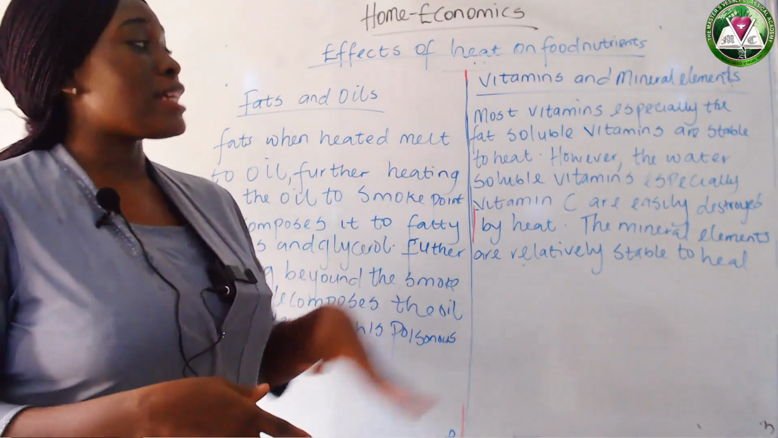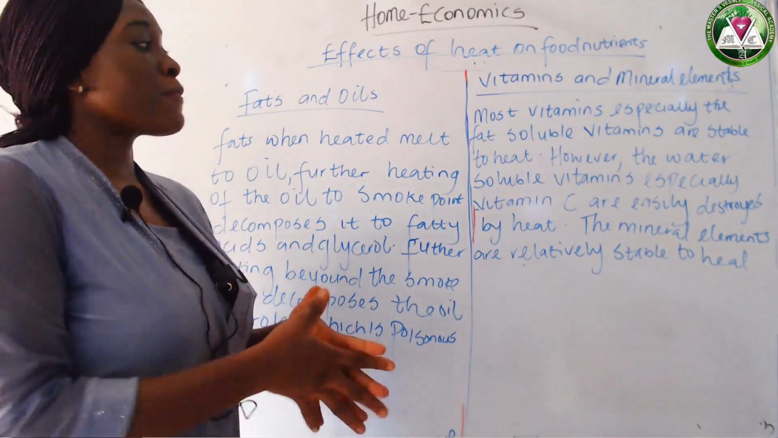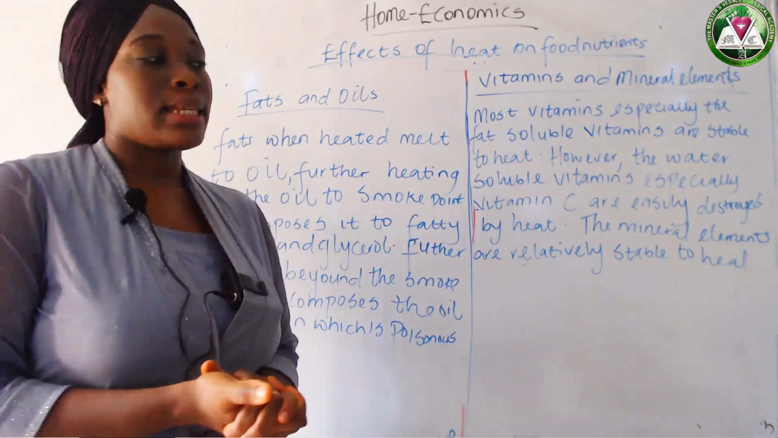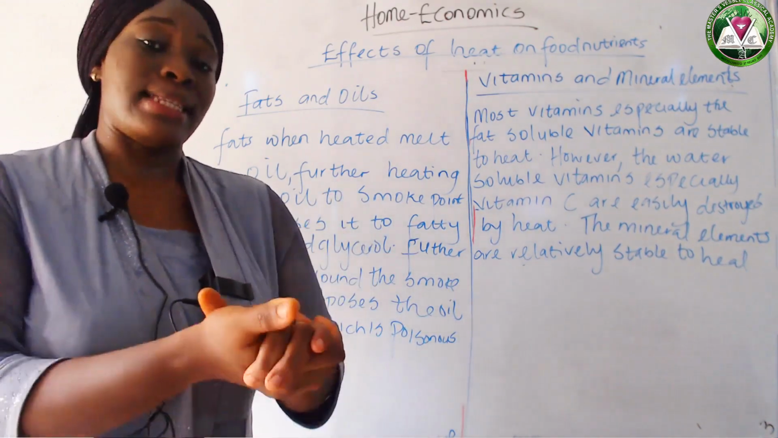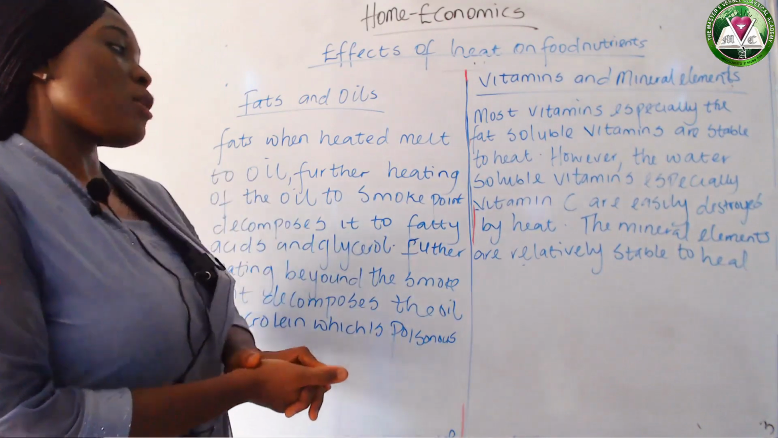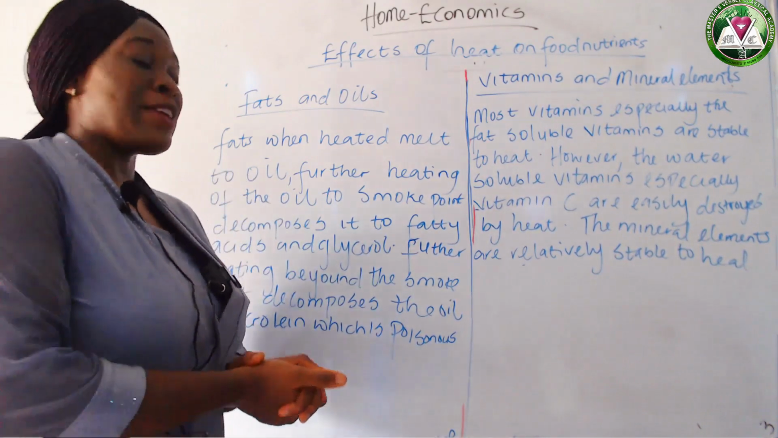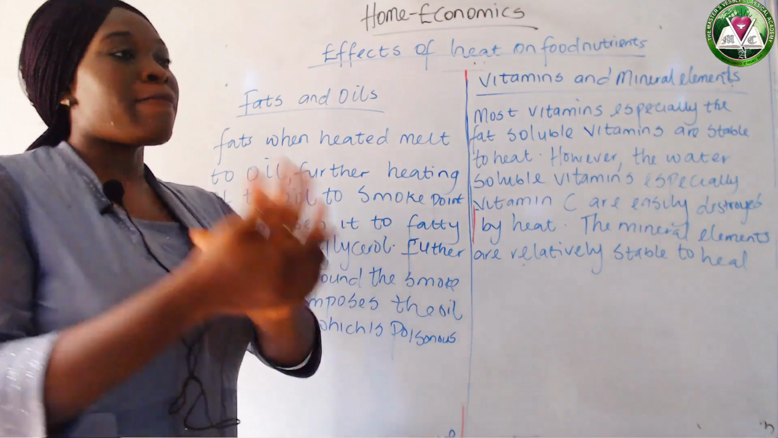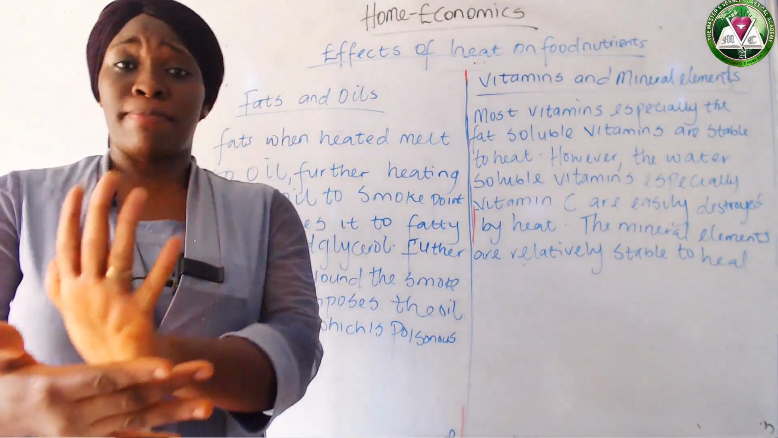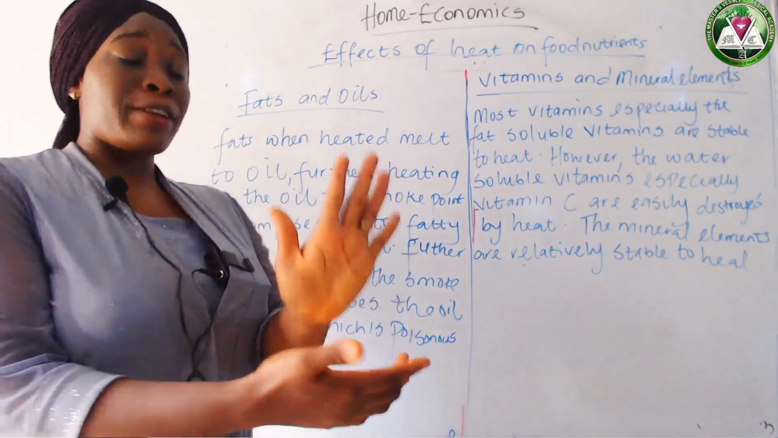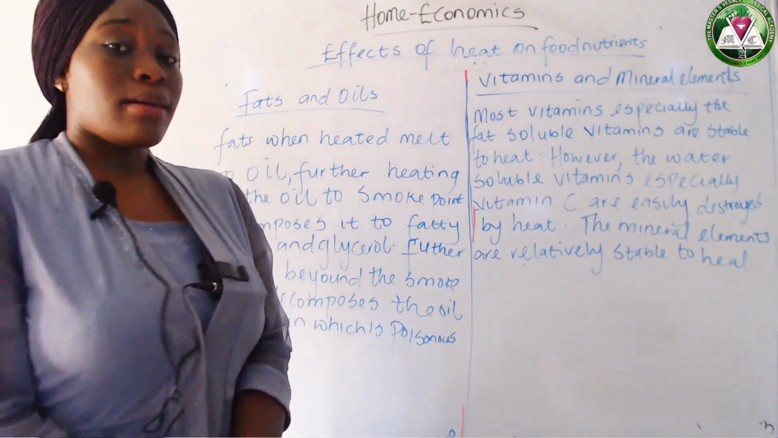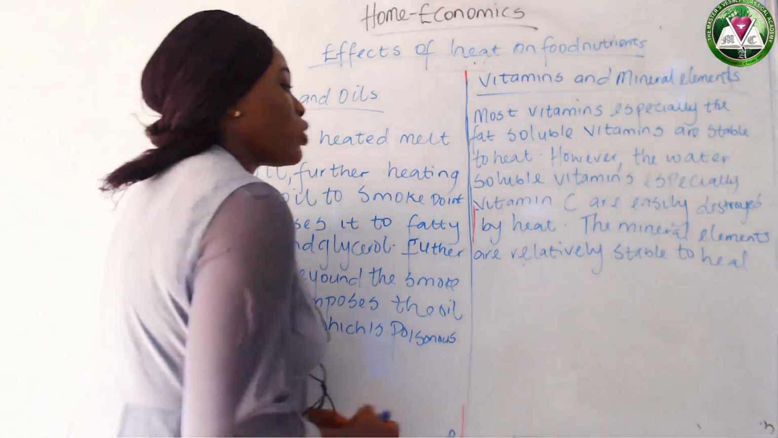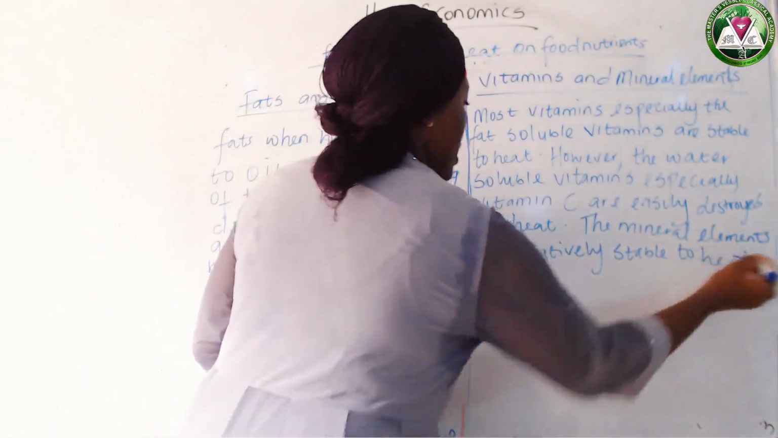So these are the effects on fat and oil. Now that of vitamins. We say that most vitamins, especially the fat-soluble vitamins, are stable to heat. They are not affected by heat. However, the water-soluble vitamins, especially vitamin C, are easily destroyed by heat. Then the mineral elements are stable to heat. They are not affected by heat.